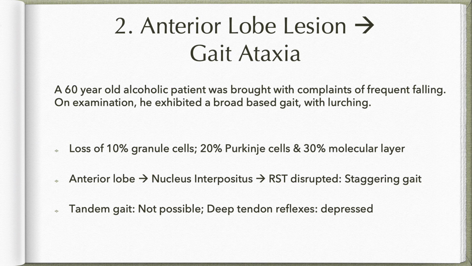Patient will also be unable to perform tandem gait, that is, ask the patient to walk in a straight line by putting one foot forward in front of other in such a way that the heel of the forward foot should be touching the toes of the foot at the back. So when he tries to walk in that fashion, he usually sways either to one side or to both sides. The other feature of gait ataxia is deep tendon reflexes will be depressed.